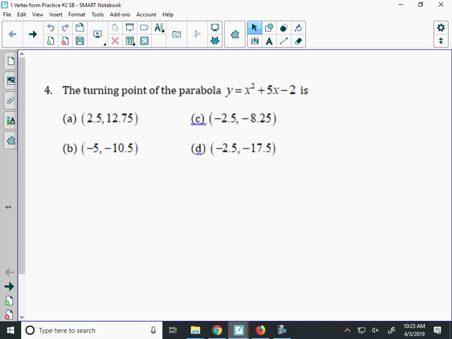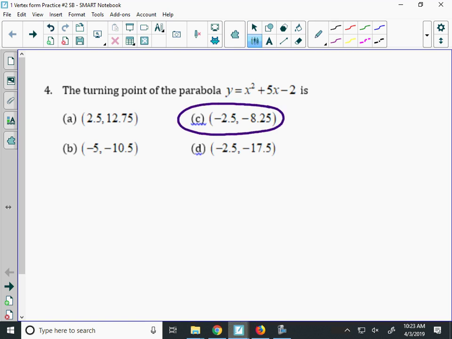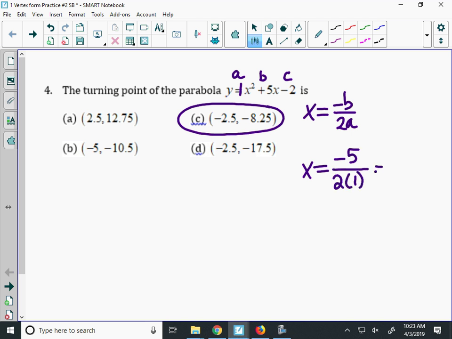which is C. Now, if you didn't have Desmos, which I would let you use, this unit will have some non-calculator part, but this would be on the calculator part. You could use the formula opposite of B over 2A to find the x value of the vertex. So here you would have to know that A is 1, B is 5, C is negative 2. You would take the opposite of 5, which is B, over 2 times 1, and you would get x is negative 2.5. That would at least allow you to eliminate B and A, and you'd be between C and D.